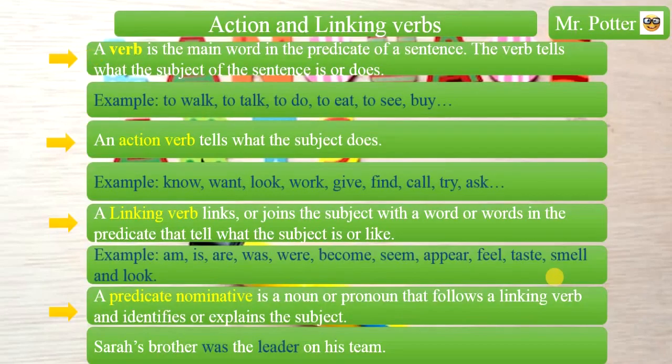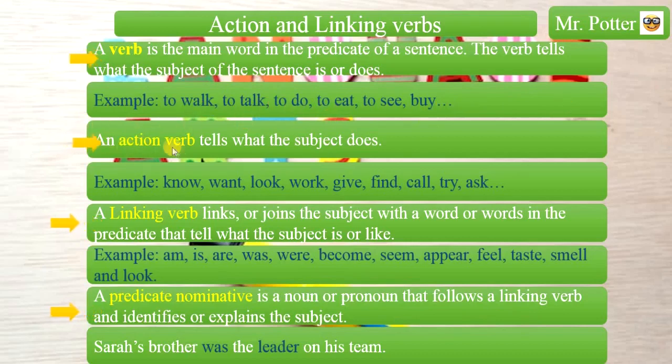Today we are going to learn about action and linking verbs. First, we want to know what a verb is. A verb is the main word in the predicate of a sentence. The verb tells what the subject of the sentence is or does. For example, to walk, to talk, to do, to eat, to see, to buy. And we have many others.